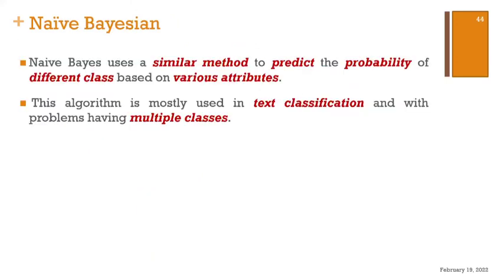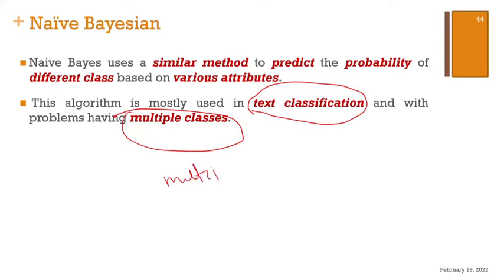Now, we said the naive Bayes uses a similar method to predict the probability of different classes based on various attributes. And it's mostly used for text classification. Like I said, naive Bayes is very, very popular with text classification, and also with problems with multiple classes. We've been dealing with examples like yes or no, but sometimes we have several classes: class 1, class 2, class 3, class 4, as many as possible.